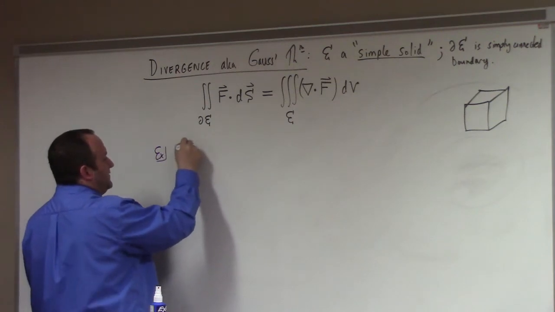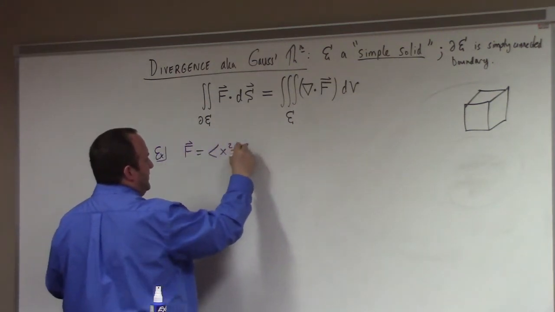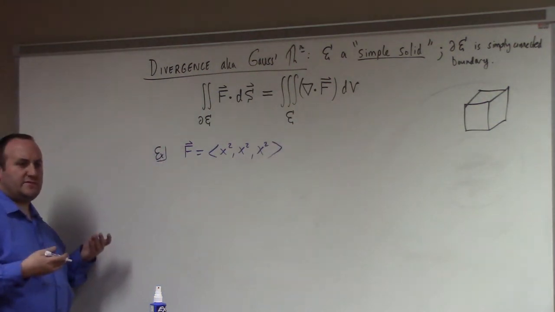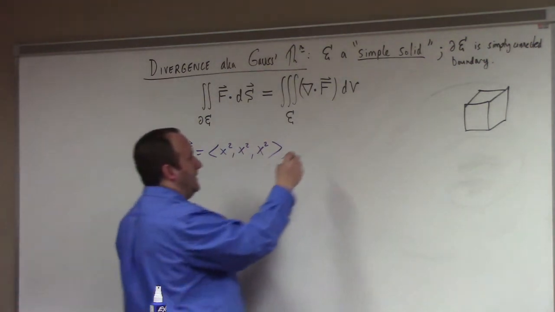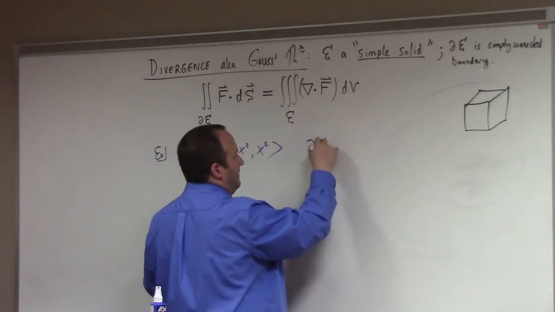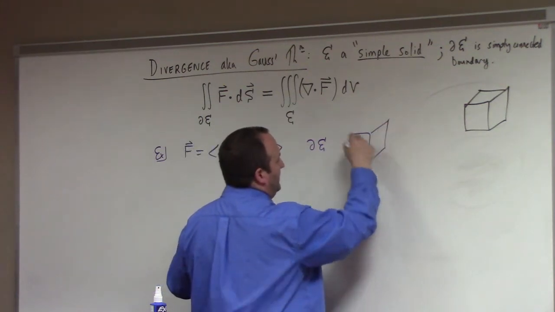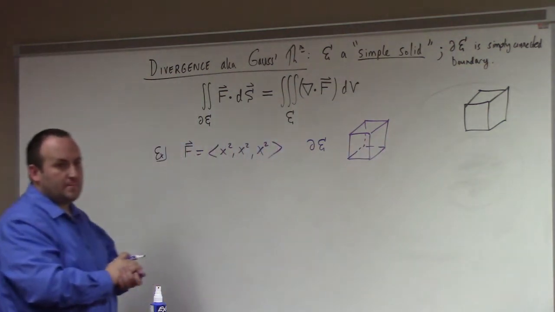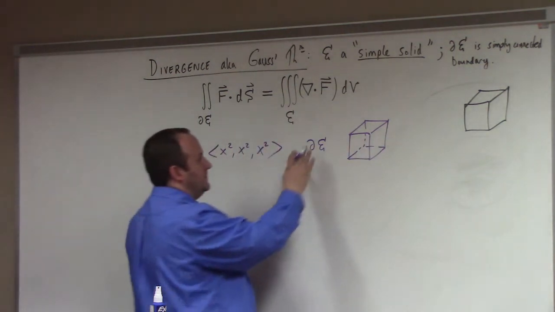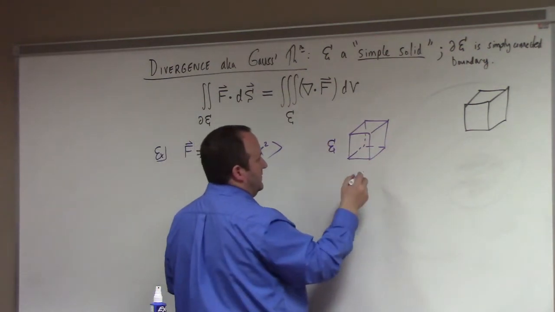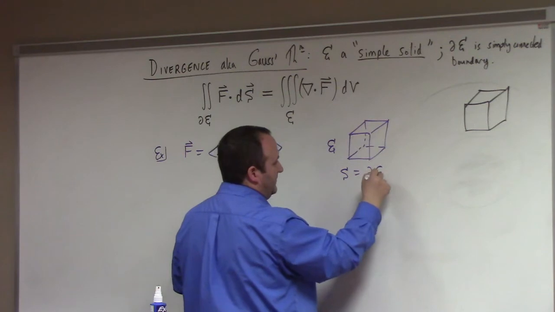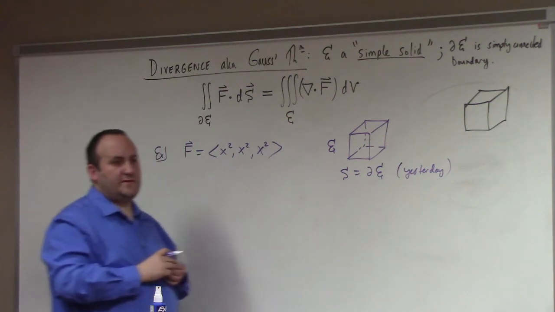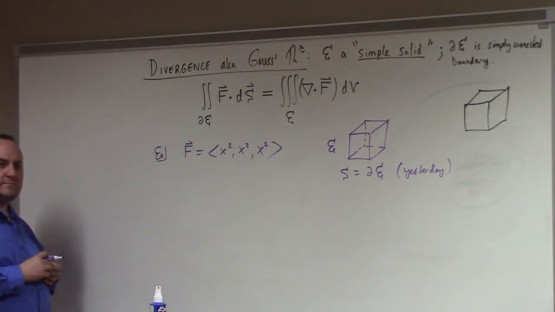What was the example? We had the vector field. What was it? x squared, x squared, x squared, right? And we calculated the flux through what? It was this thing, right? We had the top, the bottom, the left, the right, the front, the back, right? Remember that? So this would be E. So our S was the boundary of E yesterday, right? And we calculated it directly. We found it was 1. Did we not? The answer was 1?